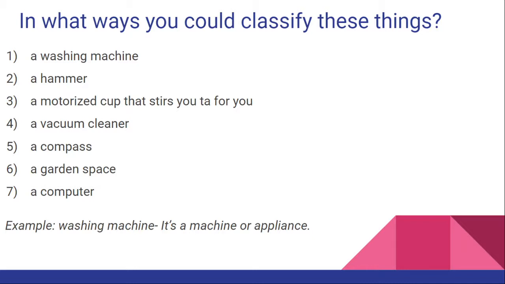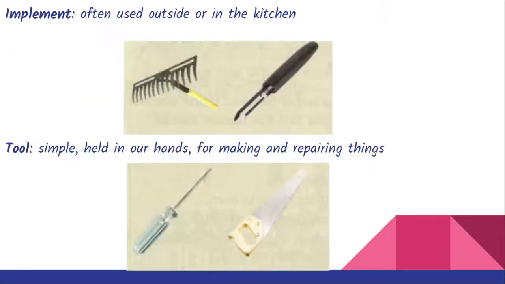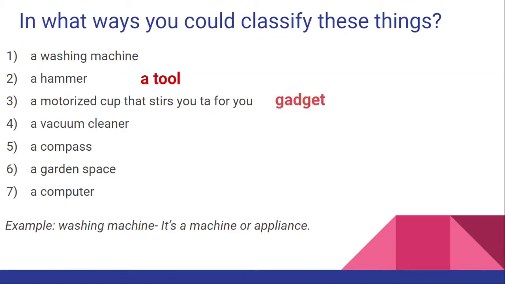So what about a hammer? Le marteau. The hammer is a tool. Let us take a look at a tool: it is simple, held in our hands for making and repairing things. Now let us look at a motorized cup that stirs your tea or coffee for you. We have a cup that stirs your tea for you. Here it is a gadget. We do not need it. It is modern, it is fun, it is extra, but not a necessity to acquire.